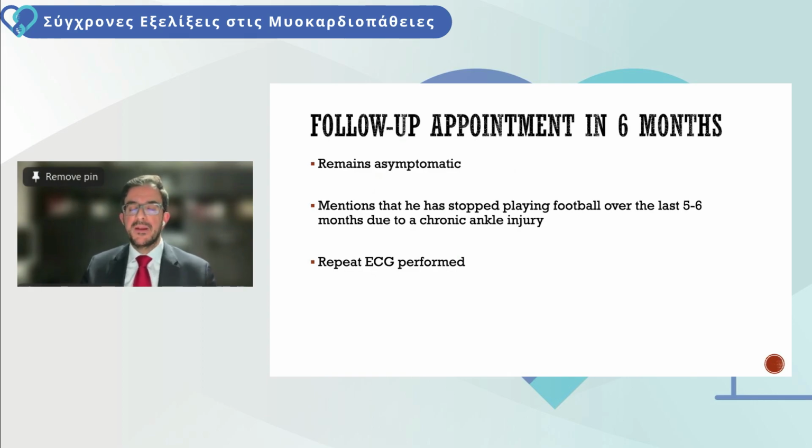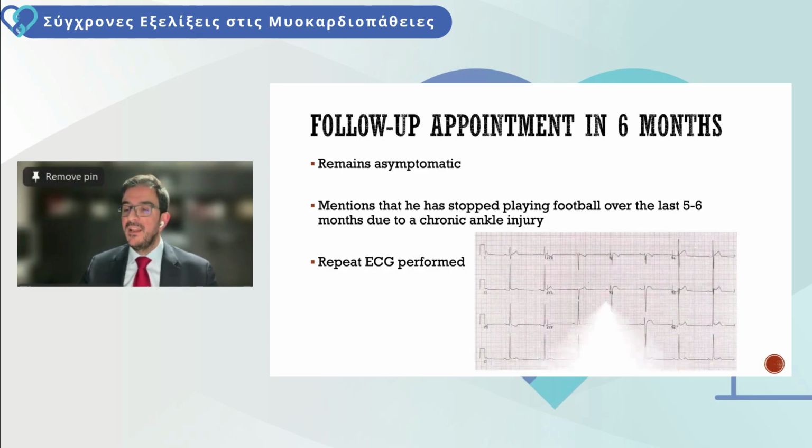Now, what did we do with this particular individual? Well, we said we don't have enough to label you at this point with a cardiomyopathy, but we need to keep an eye on you. Why do we do that? We do that because we know that if you keep an eye on those individuals, then you may potentially add another 10% in your diagnostic yield in the next 5 to 10 years. Now, he remained completely asymptomatic and he came back after 6 months. What happened, however, is that he had detrained, not because we instructed him, but because he had an injury.